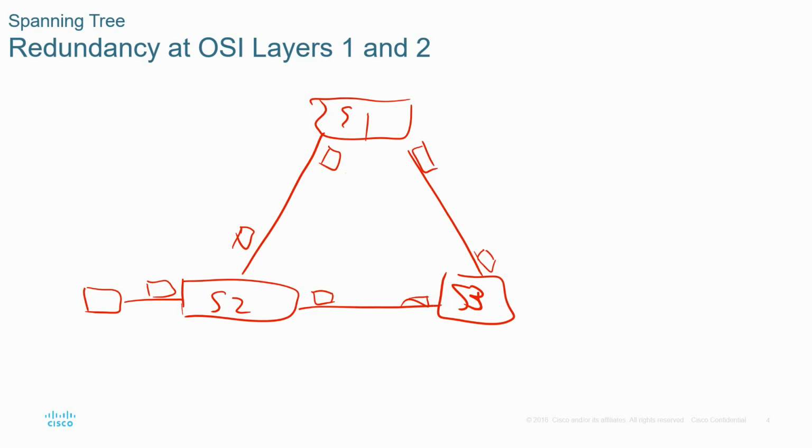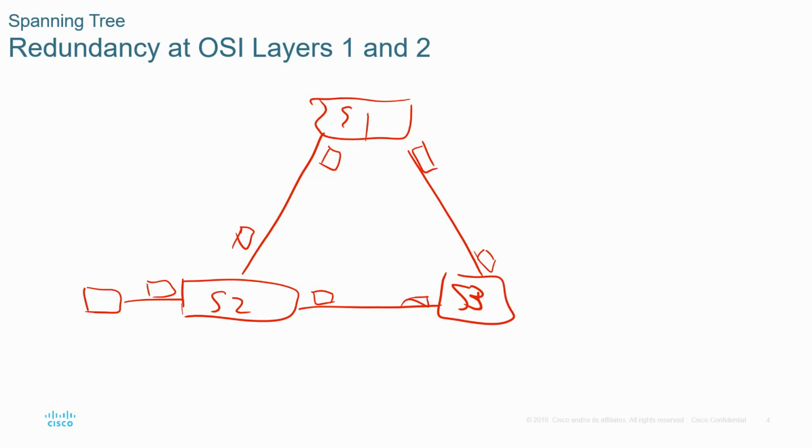You have to note that in layer 2, there is no time to live. We have the time to live field at the IP layer, at the network layer, which is basically a counter that prevents a packet from looping around the network indefinitely. There is no such mechanism in the data link layer. And so technically, there is nothing that would prevent the packet from looping around the network forever and ever. And this obviously becomes a big problem. This is something that is called a broadcast storm.